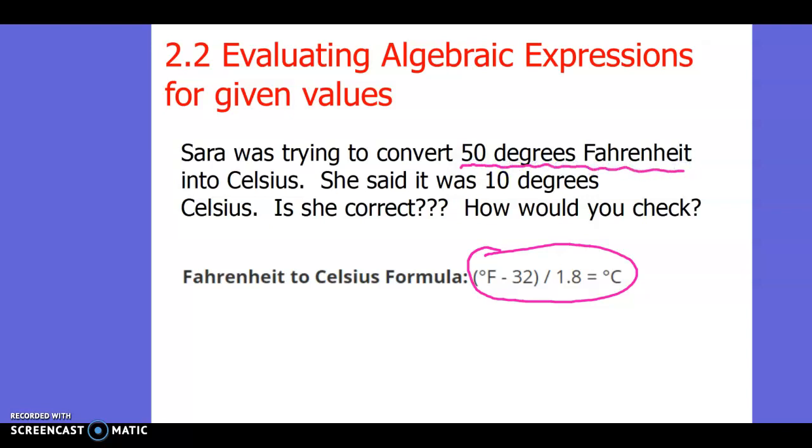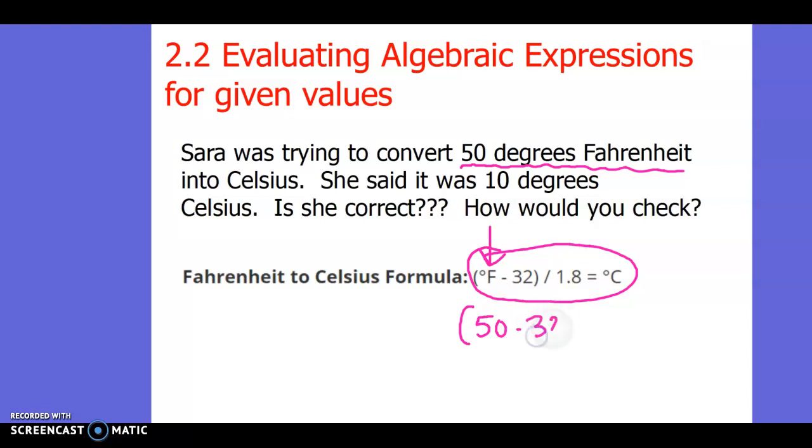We know we have 50 degrees Fahrenheit. So think about it. Where would that 50 go? Well, because it's Fahrenheit, it would go right in here in place of the letter F. So this is called substitution. It's when you take out the letter and you put something in place of it. So I'm going to put 50 in place of the letter F, because that's what my degrees Fahrenheit is.